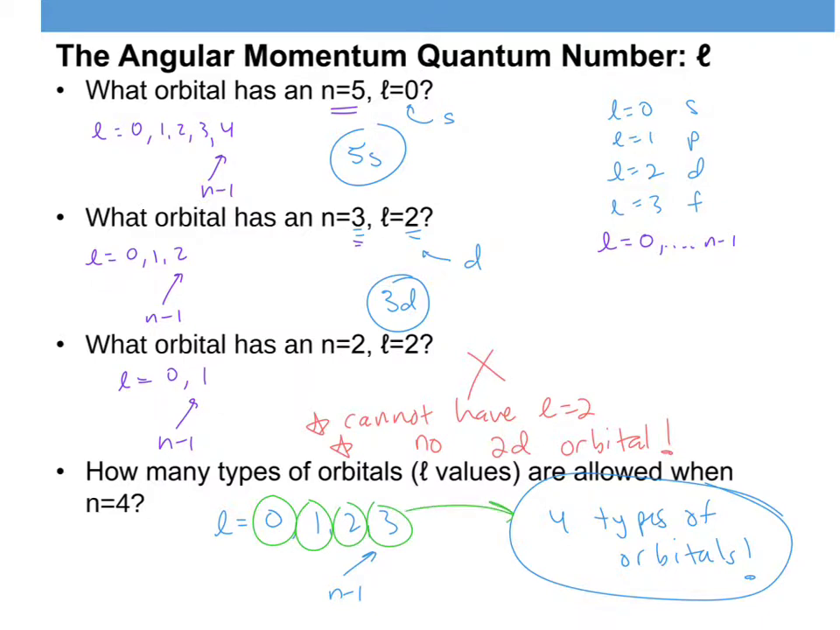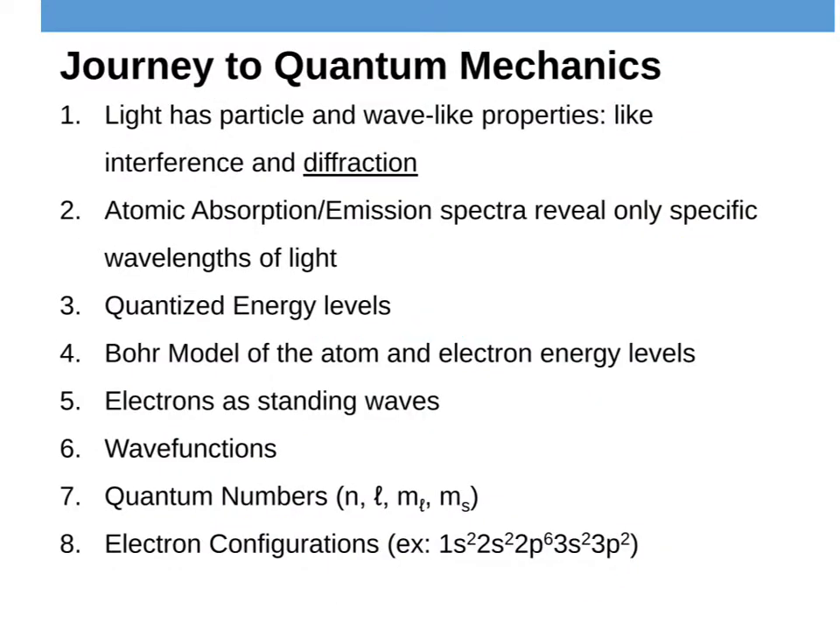So I hope that gives you a little bit better idea of what the L is referring to. It's referring to what the shape of that orbital is. So we've talked about this, right? We've talked about the N, we've talked about the L. Next is going to be the M sub L, which is going to kind of inform us why there are 3 p orbitals and why there are 5 d orbitals and 7 f orbitals. That's going to be in the next video.